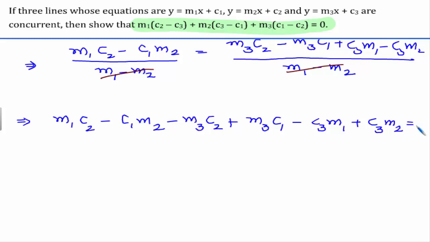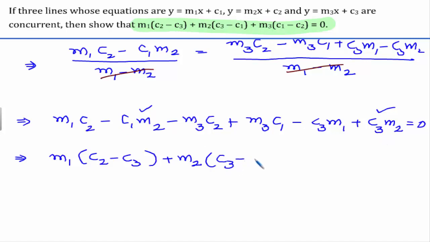Is equal to 0. Now let us simplify this and write further m1 into here, m1 c2, here m1 c3, so it will be c2 minus c3. Now when we look at m2, if I take m2 common, then I can write c3 minus c1. Then if I take m3 common, then m3 terms are here, which is c1 minus c2. This is what we were asked to prove.